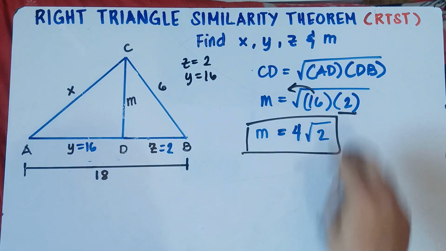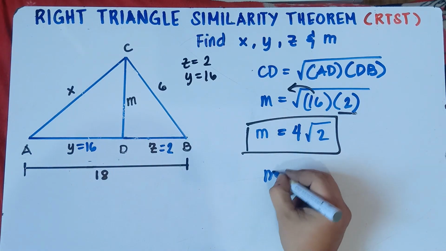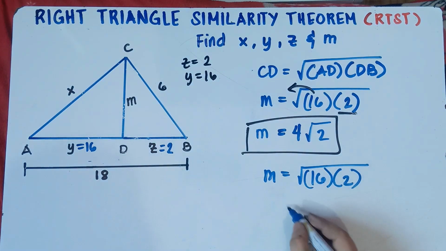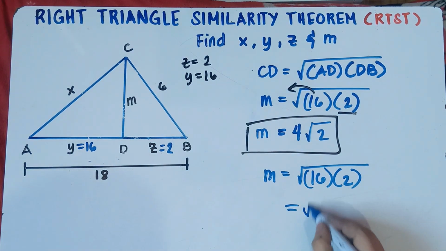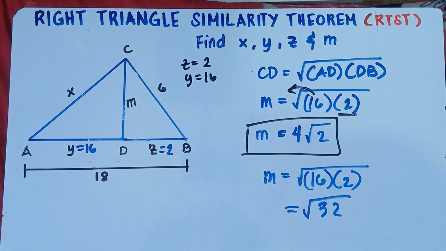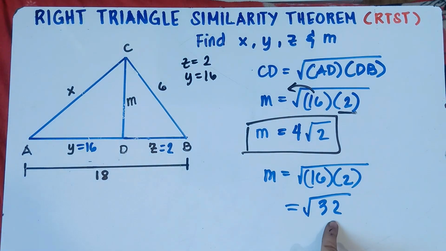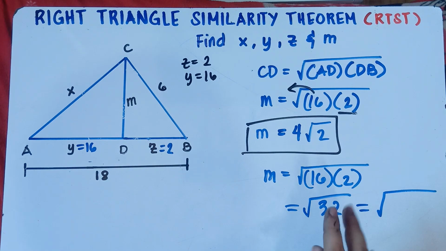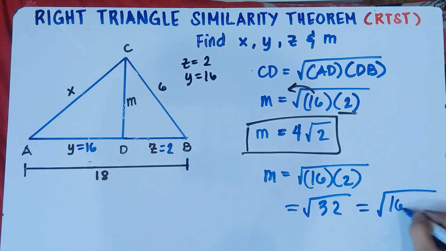Now, if you're confused, let's have another solution. So m is equals to the square root of 16 times 2. So 16 times 2, that would be square root of 32, right? Now, do we have the exact number for the square root of 32? Nope. But we can simplify square root of 32. You find two numbers, one is a perfect square, the other is not. So that would be 16 times 2.